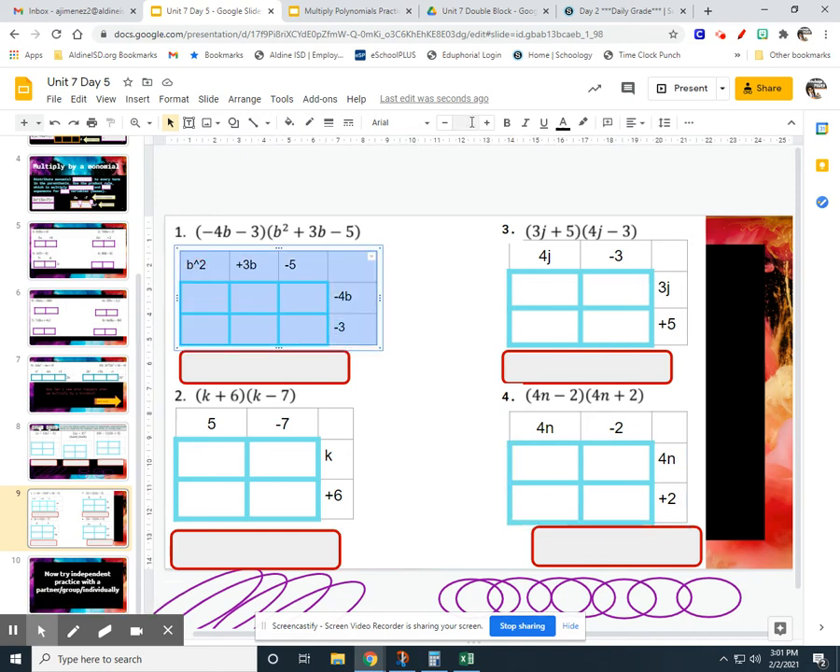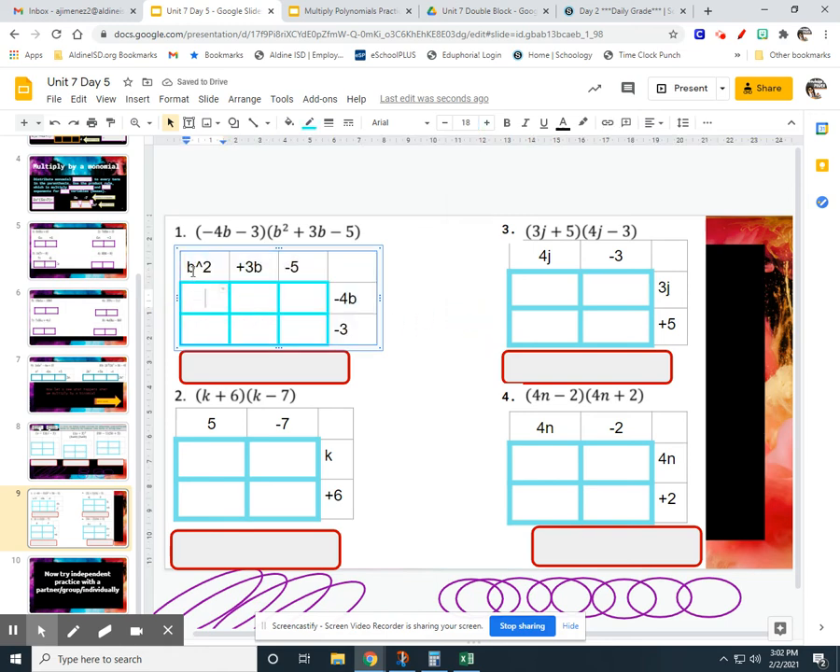All right. Make sure they all have... All right. We're going to multiply b squared times negative 4b. The coefficient right here is a 1, so 1 times negative 4 is negative 4. Now I'm going to add the exponents because they both have b. So 2 plus the 1 that's right here for the exponent will be 3.